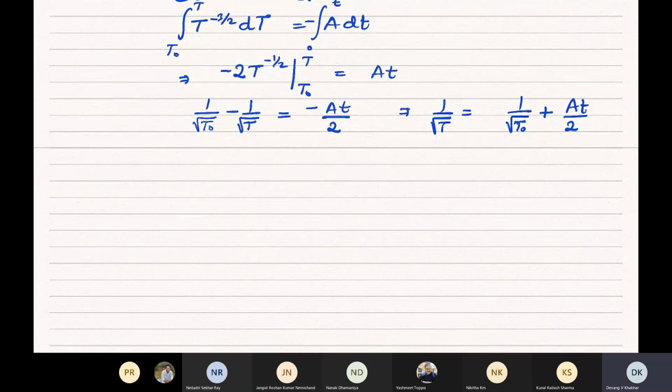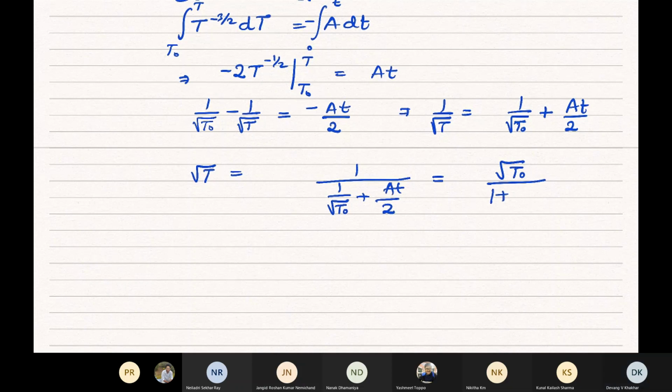So then, if I invert it, then I'll get square root of t is equal to 1 upon... I just keep it like this just to make sure I don't make too many mistakes. And then what I'll do is I'll divide both sides by square root of... So what I'll do is multiply maybe top and bottom by square root of t0. So this is just square root of t0 divided by 1 plus a root t0 by 2 into t.